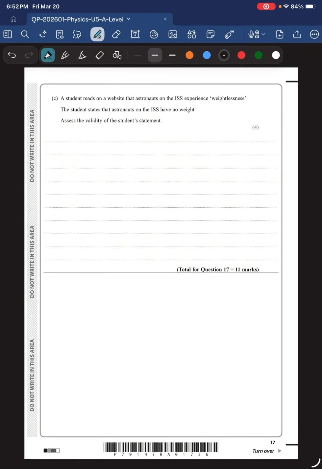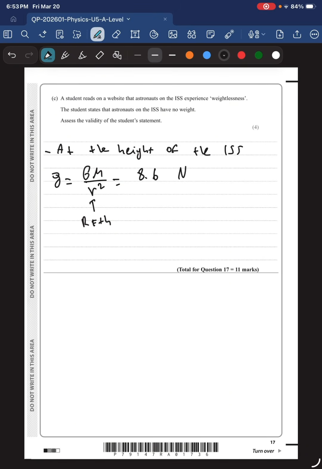So let me do a demonstration for you. At the height of the ISS, g, the gravitational field strength, is G times m over r squared. If you do the calculation using r equal to the radius of the Earth plus the height, you will find 8.6 newtons per kilogram. On the surface of the Earth, that's 9.81, so it's really close. So they do have weight, okay?